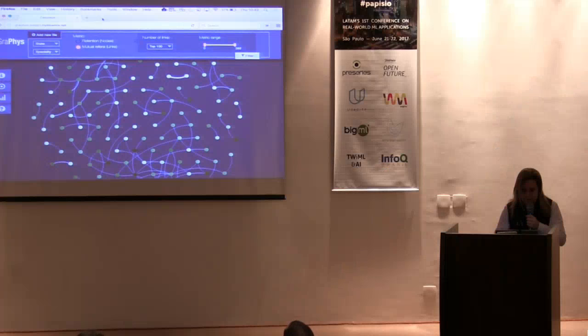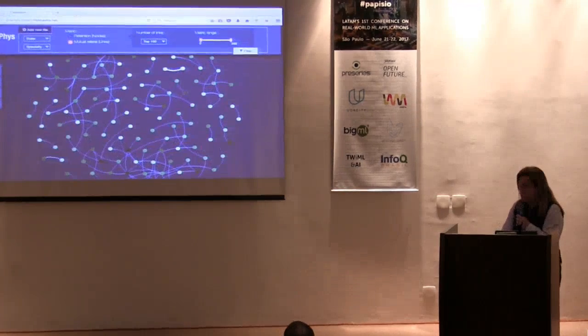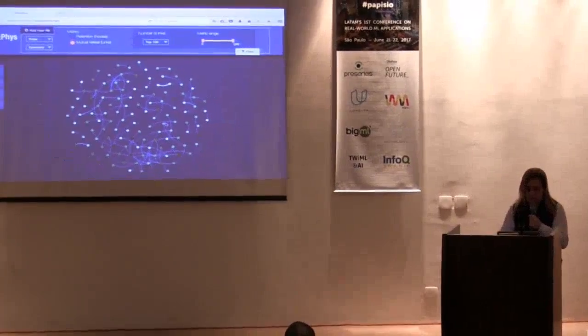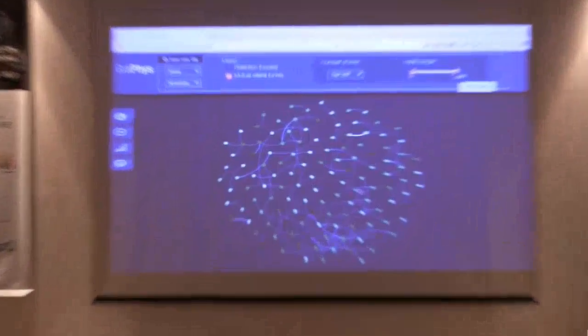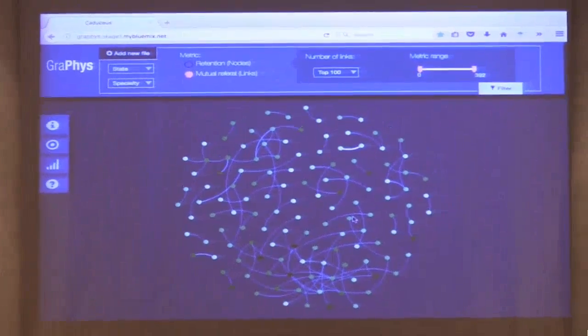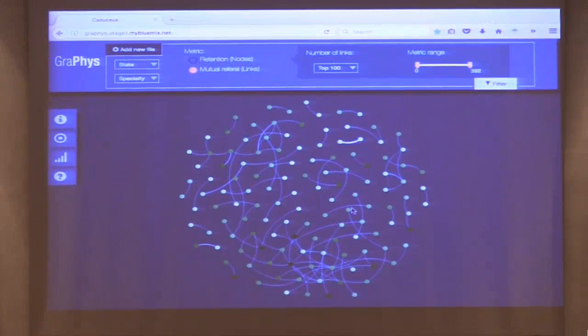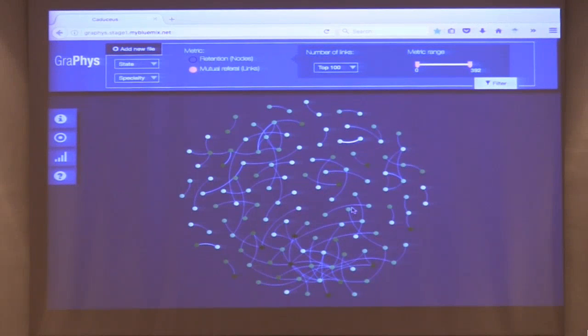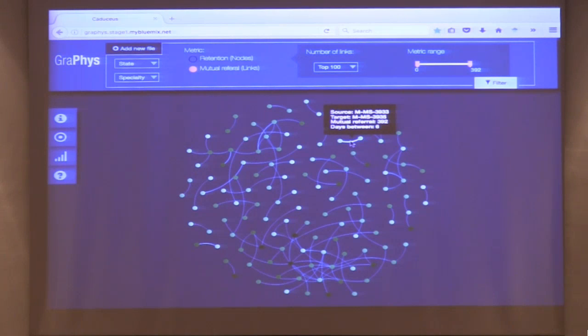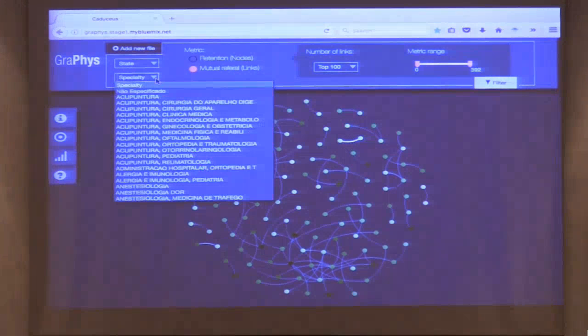So this was the tool. Let me put it in full screen. This was the tool that we built over the two metrics, the mutual reference and also the loyalty, which here is retention. So the colors of the nodes mean the retention. The dark ones have more retention. Here is the state of Mato Grosso do Sul. And we can also see what I was telling you.